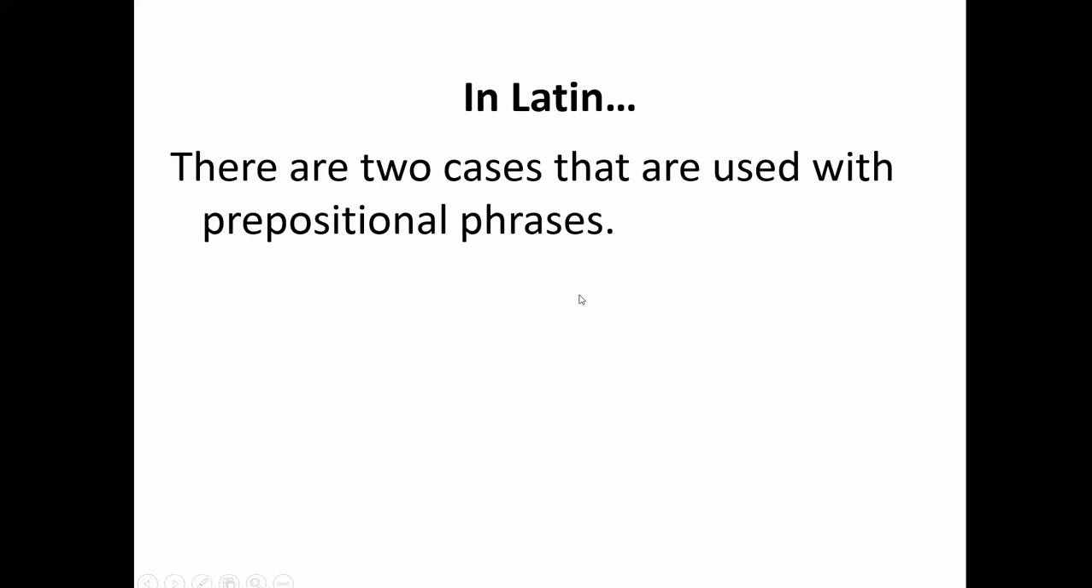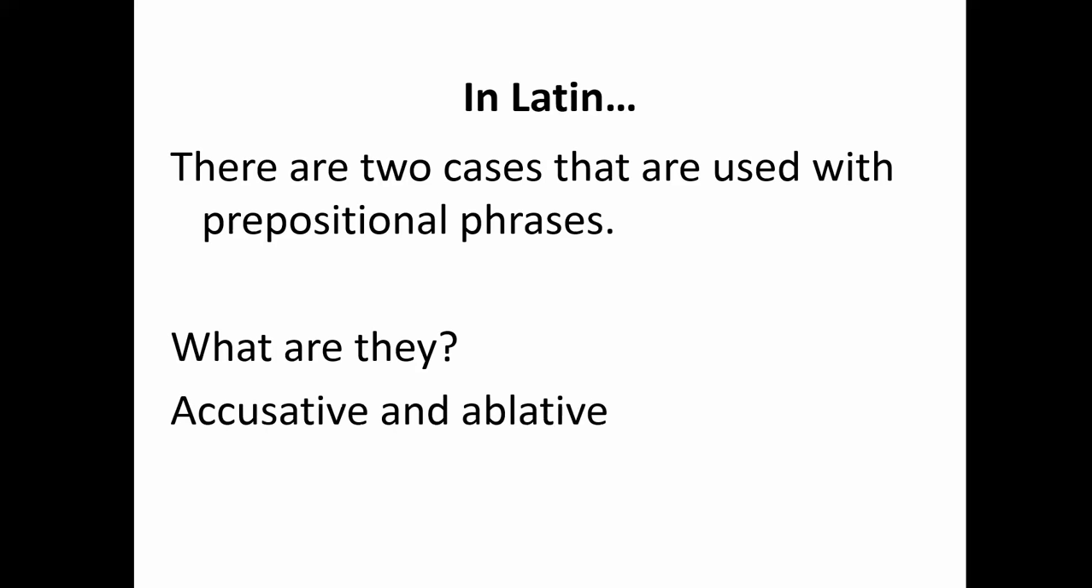In Latin, there are two cases that are used with prepositional phrases. So if I see a word like in or under or with or through, the noun that goes with it, the object of the preposition, is going to be either in the accusative or in the ablative case. So what we need to learn is when each one is used. When do they use accusative? When do they use ablative? And really, it's that certain prepositions use the accusative and certain ones use the ablative.